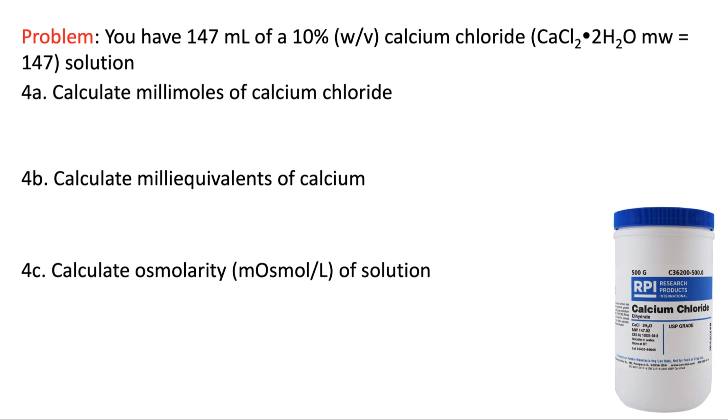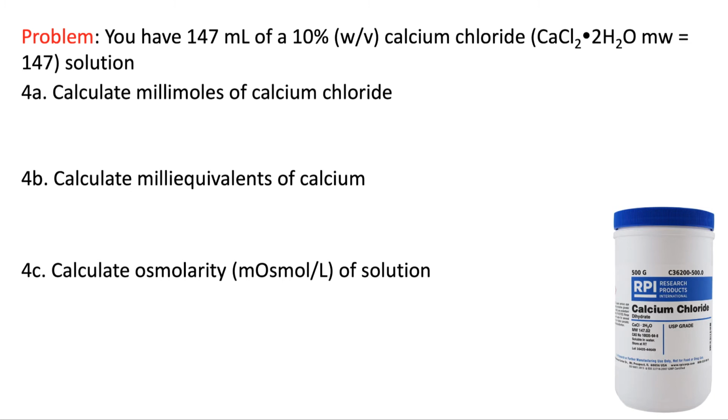The next question continues on with our milliequivalent skills and everyone's favorite calcium. And it says, you have 147 milliliters of a 10% weight per volume calcium chloride solution. And in this case, we are using the dihydrate. So I give you the formula for calcium chloride dihydrate, and its molecular weight of 147.